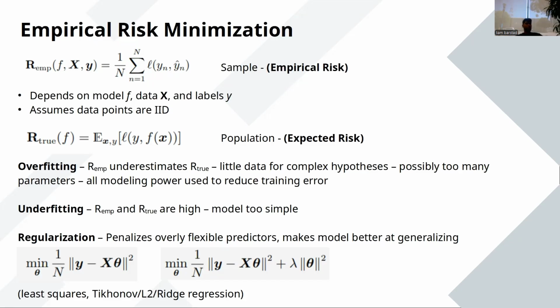Now, underfitting is the exact opposite. The model is not complex enough to adequately model the underlying data. So the empirical risk and the expected risk are typically pretty bad. One of the ways that we prevent overfitting is regularization. This basically prevents what they call overly flexible predictors, which just makes the model better at generalizing.